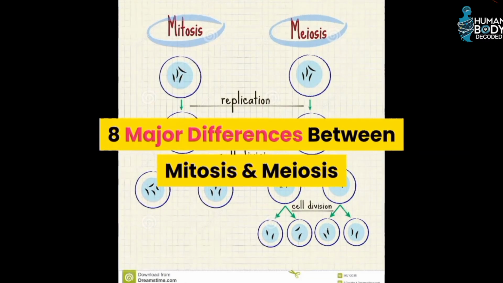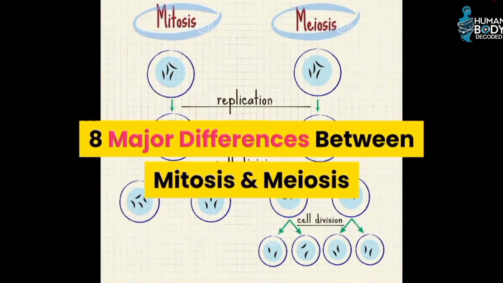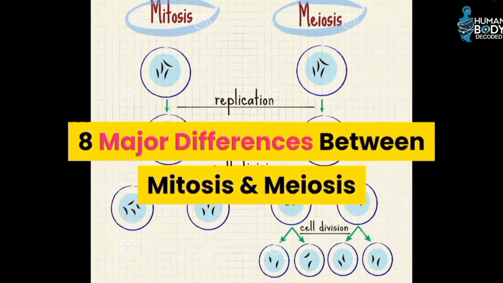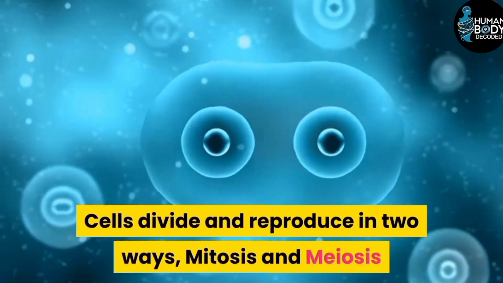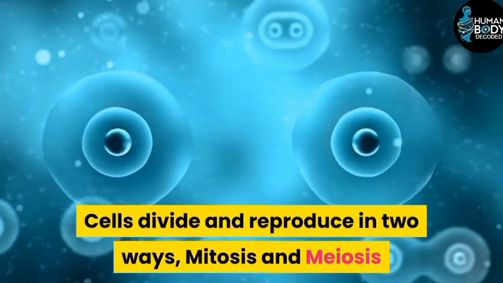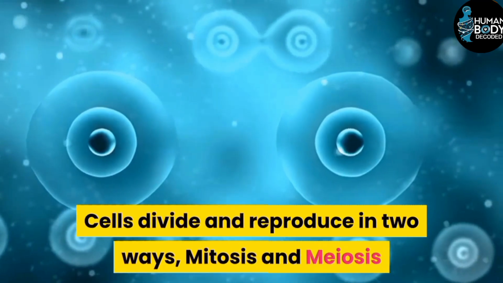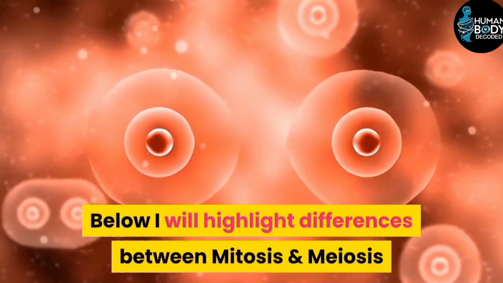Today, I'm going to share the 8 major differences between mitosis and meiosis. Before diving into the differences, let me explain that cells divide in two ways. 1. Mitosis. 2. Meiosis. These are the two main types of cell division. Now let's break down the key differences between them.